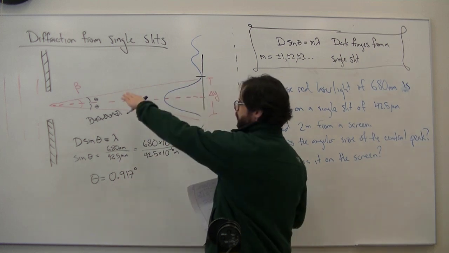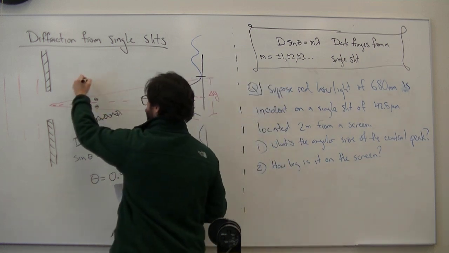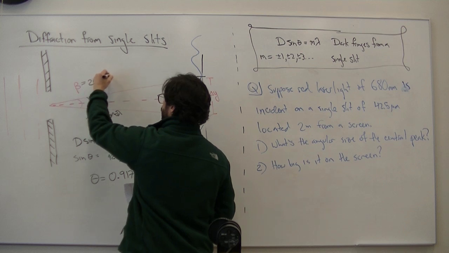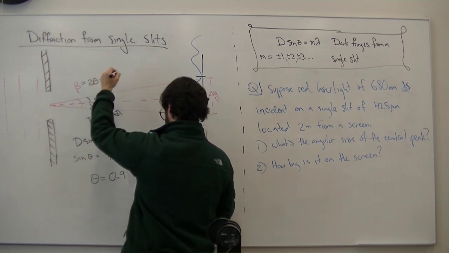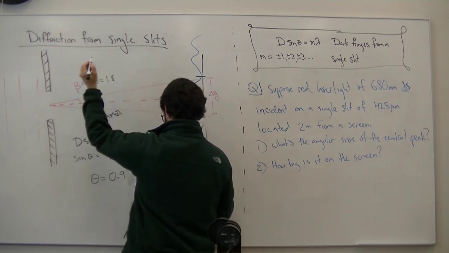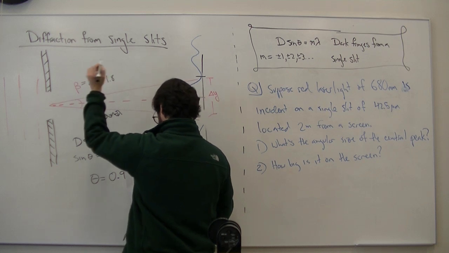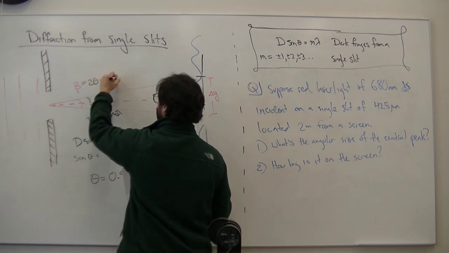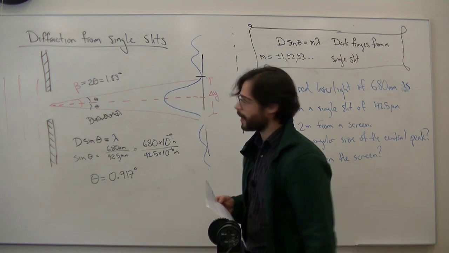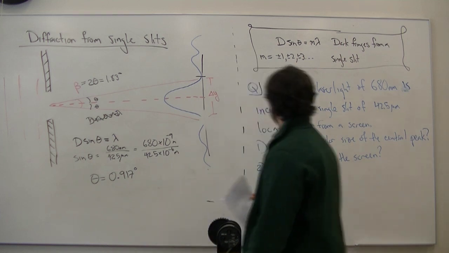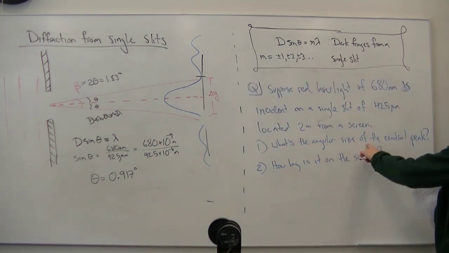So that means this beta angle would be twice that. 1.83. Sure. 3 sig figs is good. Okay. So that's the angular size of the central peak.